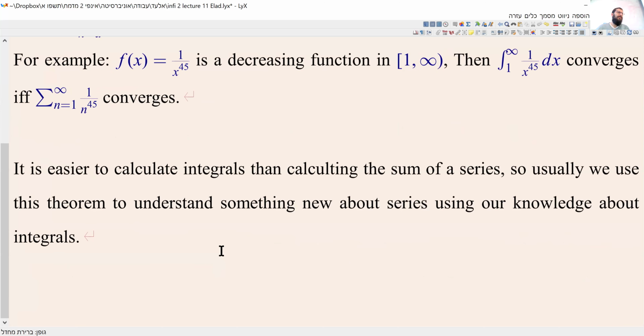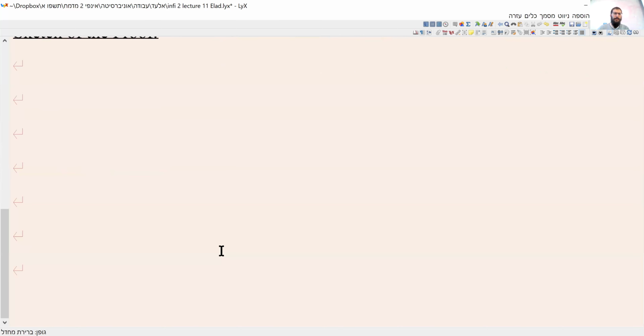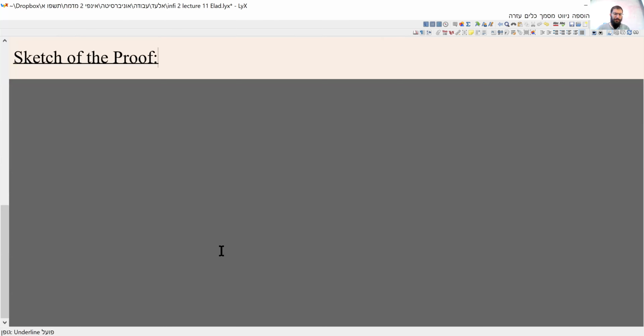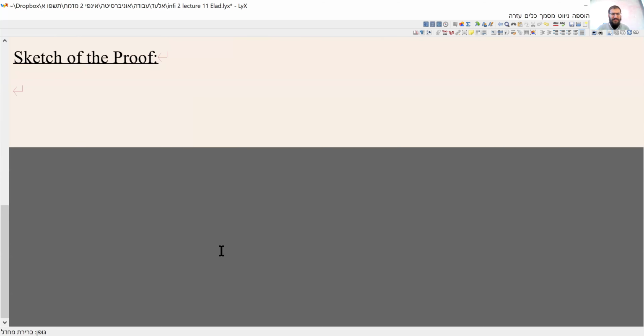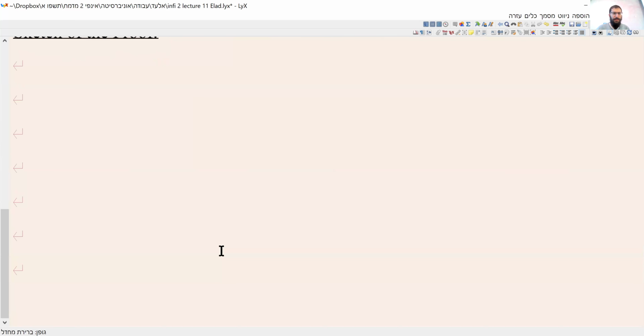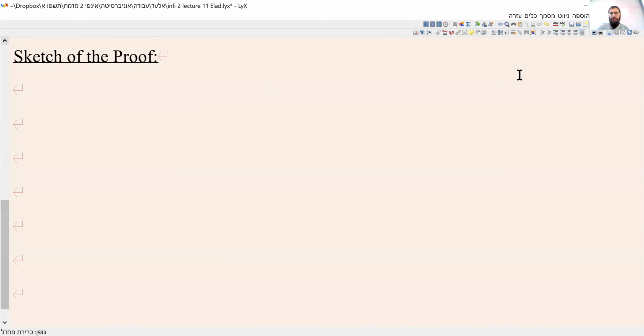Now, I don't want to prove the theorem. I want to give you a sketch of the proof, geometrically speaking. Then I want to say what the theorem does not say, and then we can move on. Okay. Sketch of the proof. Let's write it down geometrically.